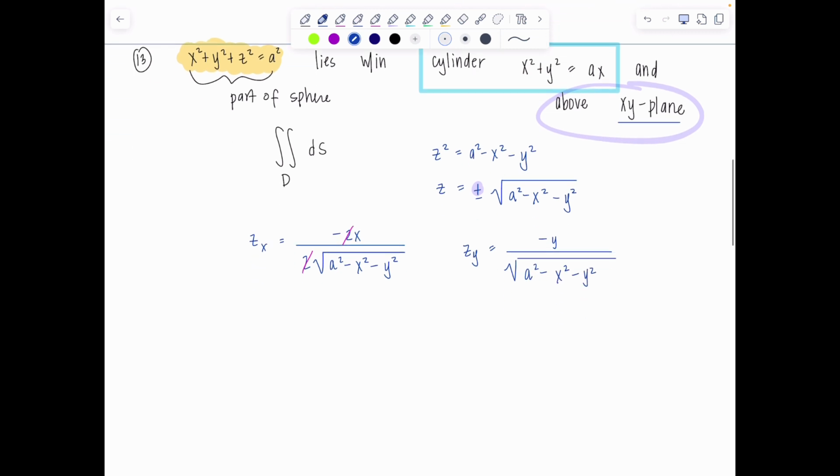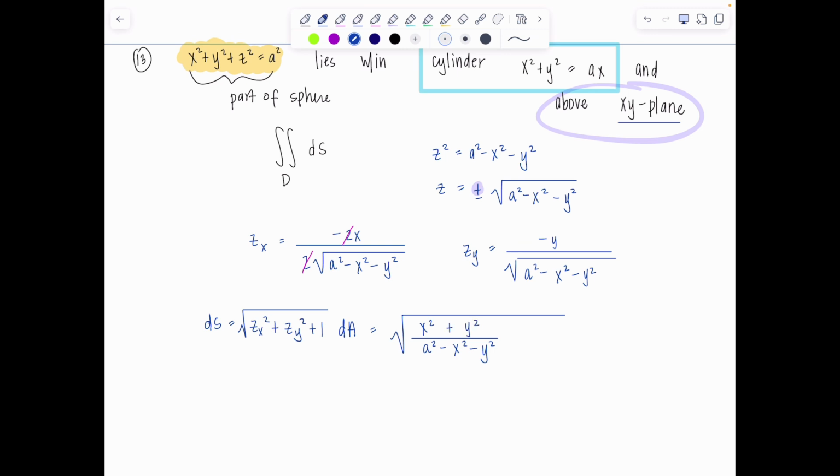Okay, perfect. So then partial with respect to x squared plus partial with respect to y squared plus 1. Let me just call this dS now. It is going to be the square root of x squared over a squared minus x squared minus y squared, right?